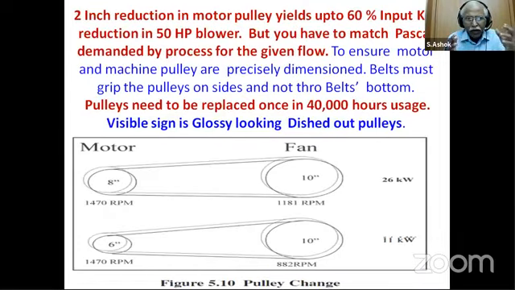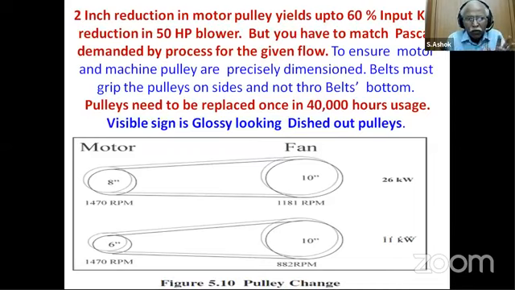A typical pulley resizing: it's a 50 HP blower motor, with a 2-inch reduction on the motor pulley. It was an 8-inch pulley on a motor at 1470 RPM. It was reduced to 6 inches because the client wanted less CFM at the premises, as they had reduced the premises volume. So they just reduced the pulley by 2 inches, from 8 inches to 6 inches. Automatically the power came down from 26 kilowatt to 11 kilowatt. It is a very low cost installation.